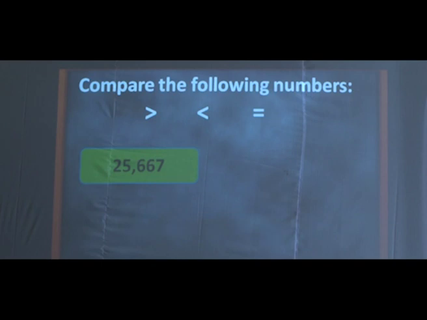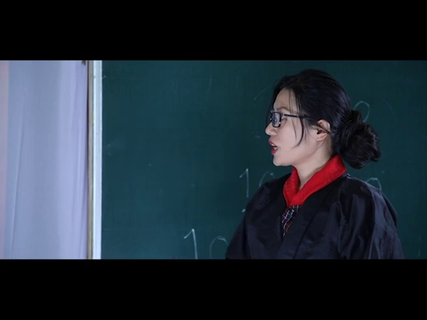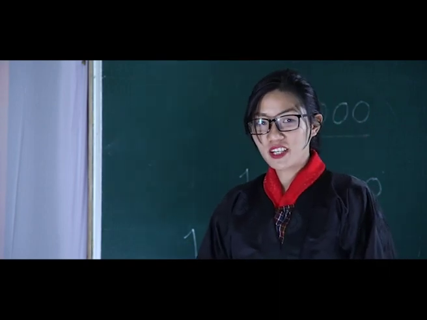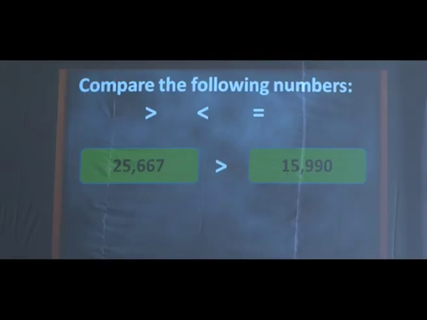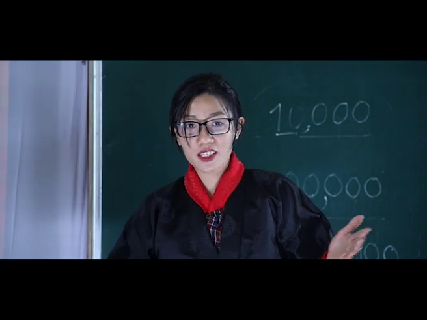What number is it? 25,667, right? The second number, 15,990. Which one is greater? Look at the first digit on the left. Did you answer this question? All right, let's see if you are right. 25,667 is greater than 15,990. Did you get that correct? Well, if you did, well done.